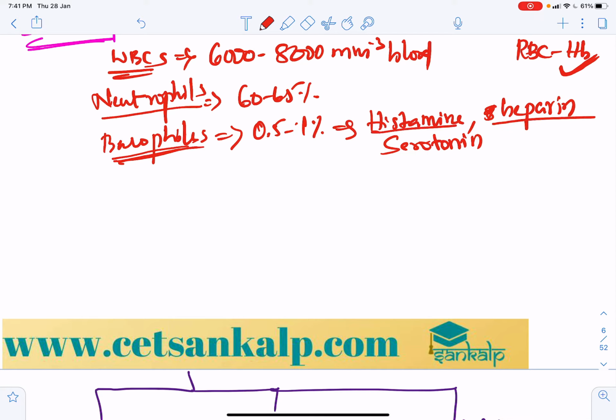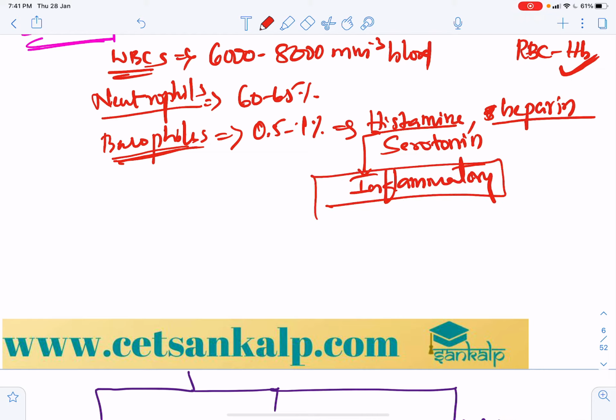Histamine is inflammatory, which causes inflammation. And heparin is an anticoagulant, which prevents blood clots. So these are the things you have to keep in mind in the case of neutrophils and basophils.